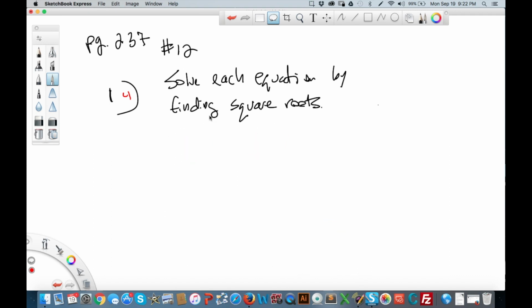Okay, ready? Number 15. So this one's harder because it's a fraction. So it's 9x squared equals 25. All right, so what do we do? 9x squared equals 25. Yeah, divide each side by 9.